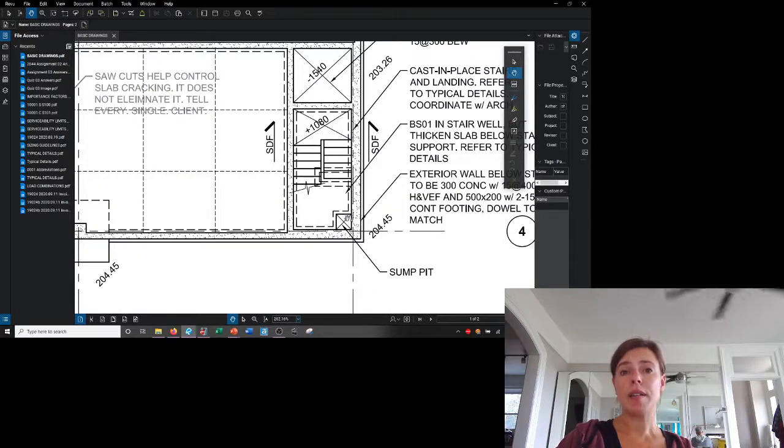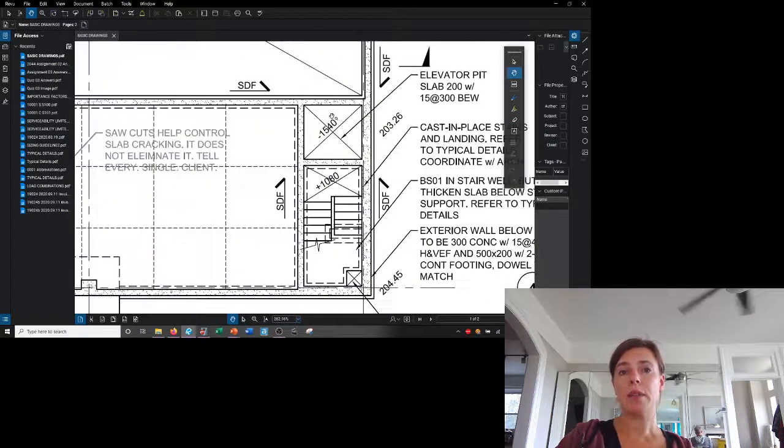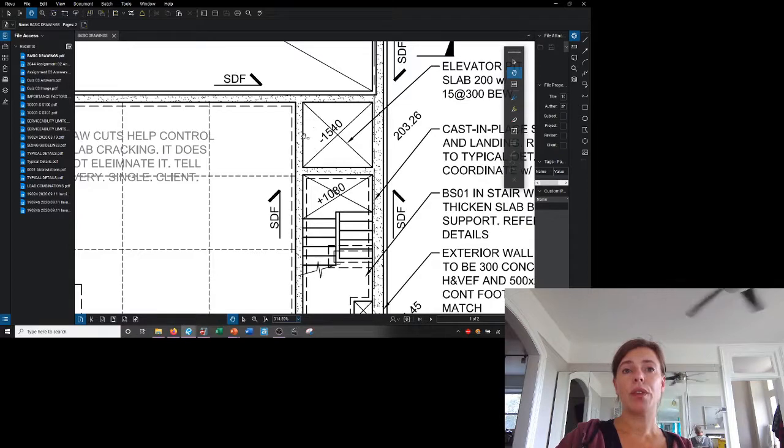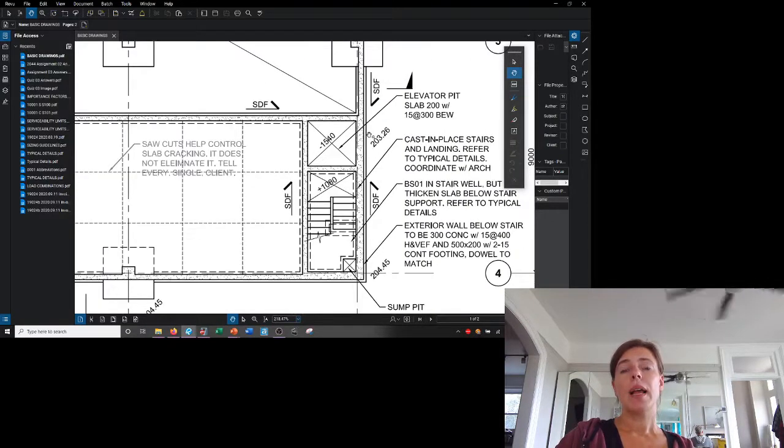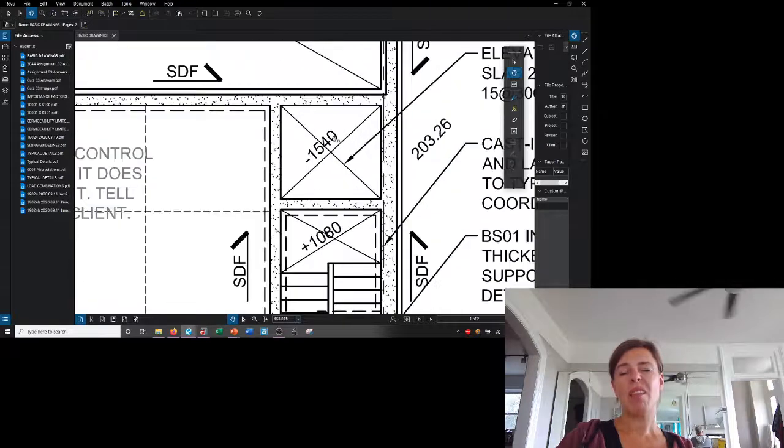In our stairwell, we have a sump pump. So this needs to be dropped down somewhat. Over here again, I should have a doorway, but this is an elevator pit. It's got a slab in the bottom of it, and often elevator pits are about 5 feet below grade.